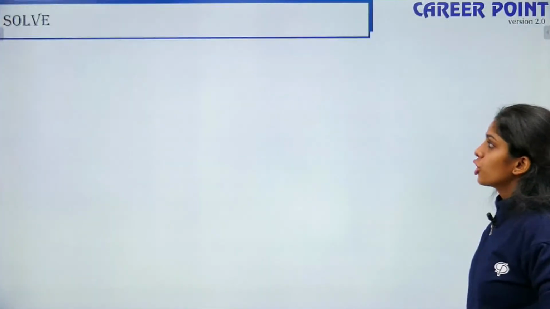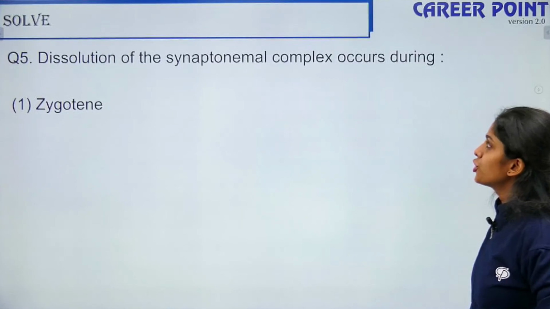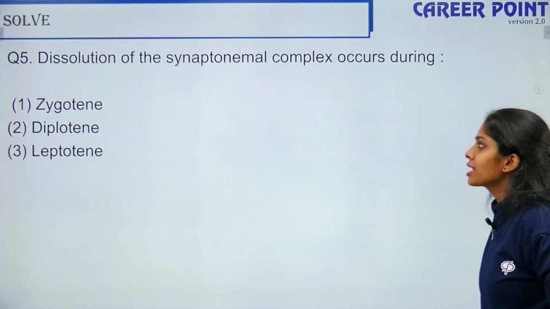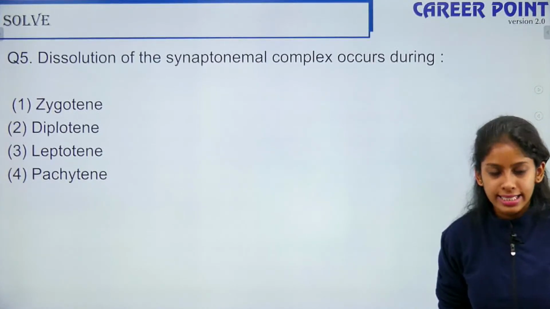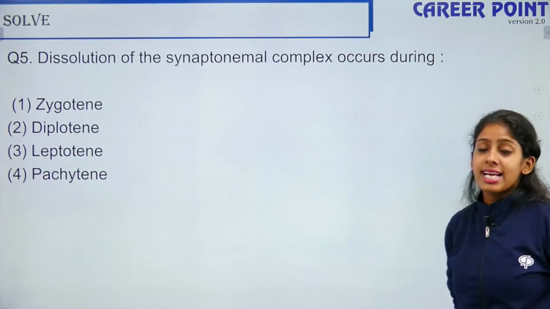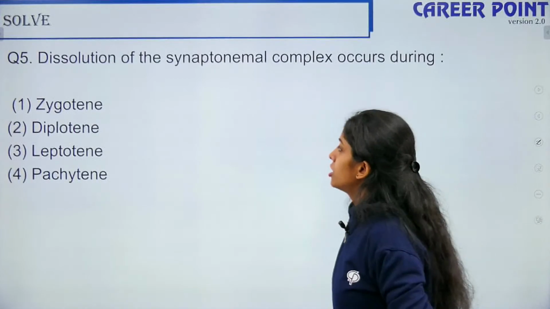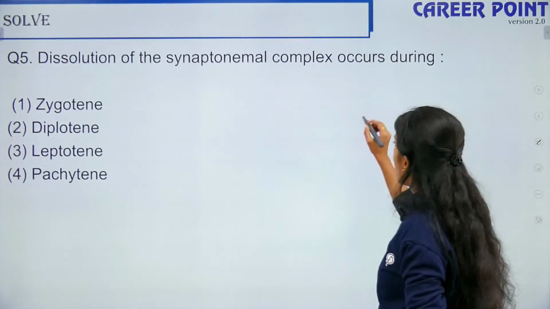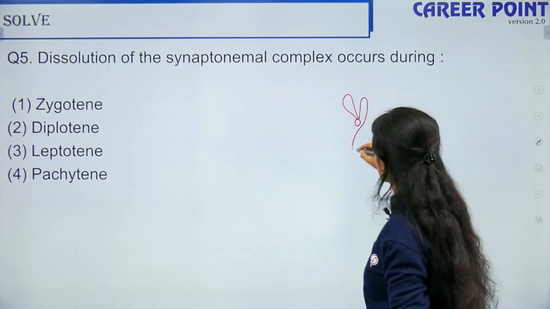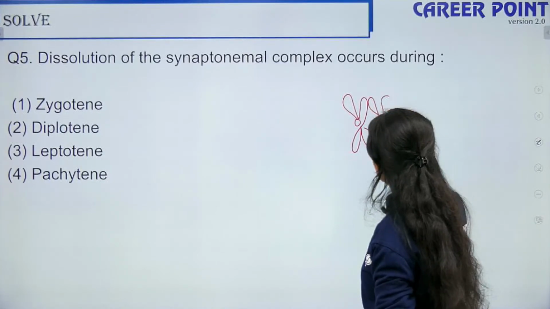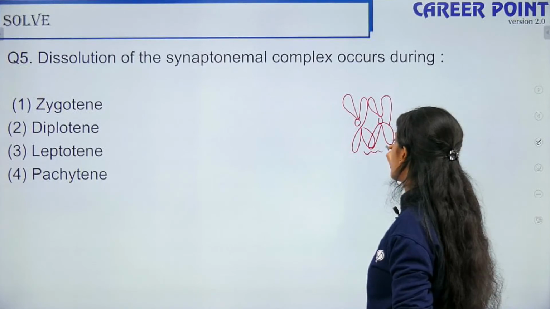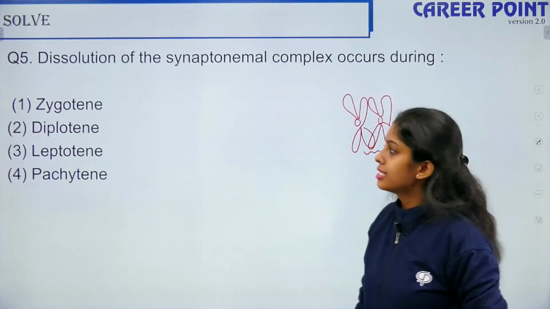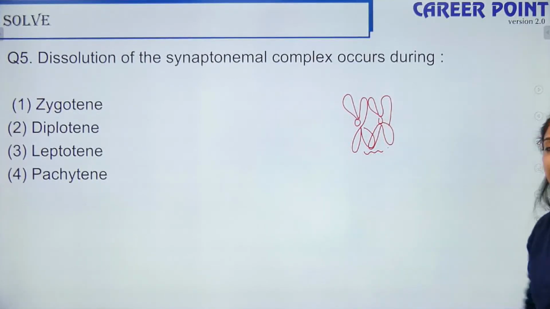So question 5. Dissolution of your synaptonemal complex occurs during zygotene, diplotene, leptotene, pachytene. So dissolution of the synaptonemal complex happens after crossing over. This X-shaped complex is known as your synaptonemal complex. So in which phase does that dissolve?